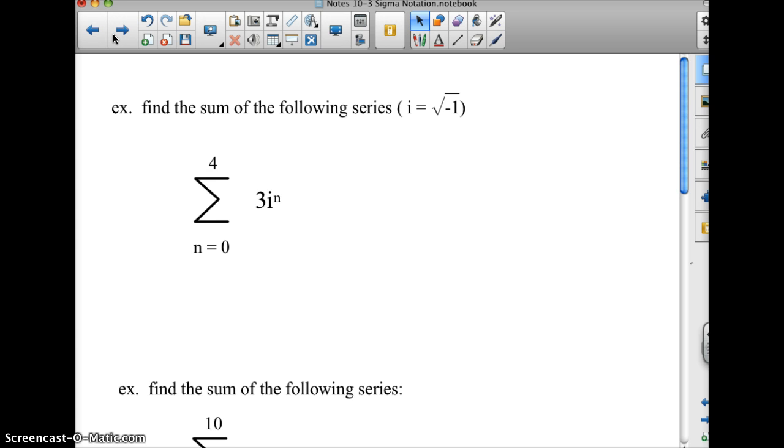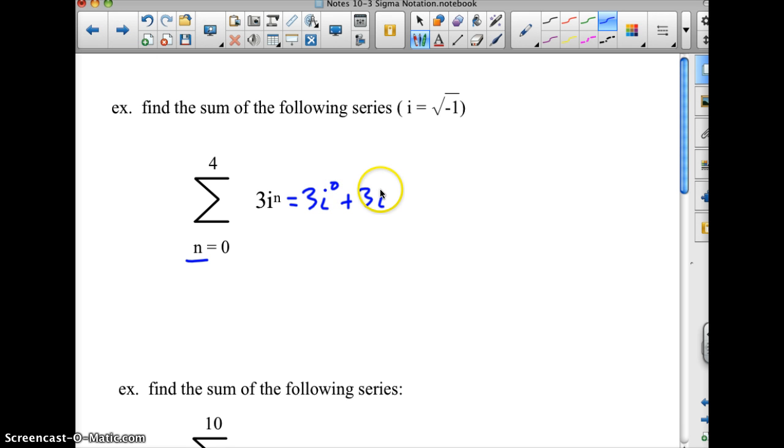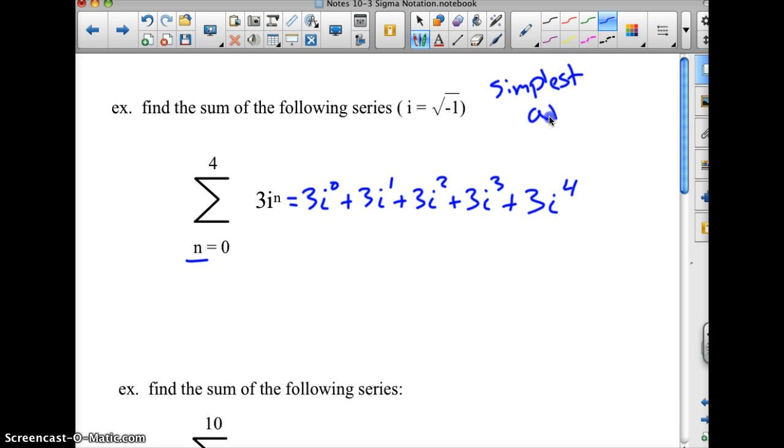Now, in this case, I've got an i in here, and I've defined i to equal the square root of -1. That means it's the imaginary number in this case. And n is my variable. Okay, so what this is going to equal is 3i to the 0 plus 3i to the 1 plus 3i to the second plus 3i to the third plus 3i to the fourth. And a lot of times you'll see this question asked to find it in simplest a plus bi form. That's a complex number there.